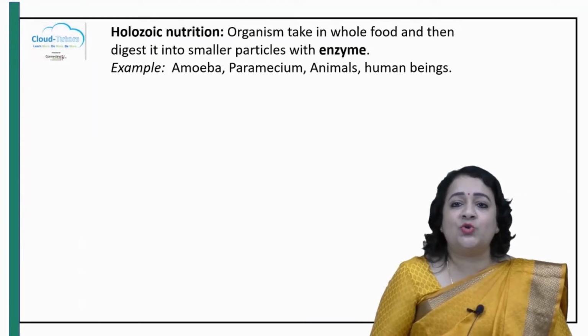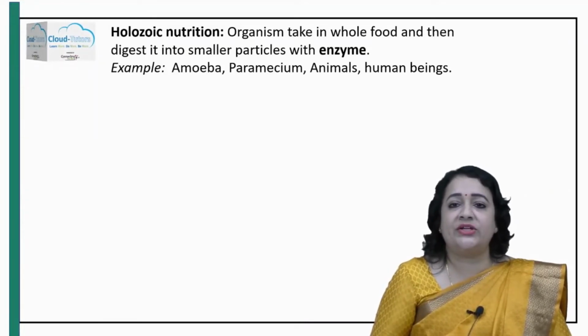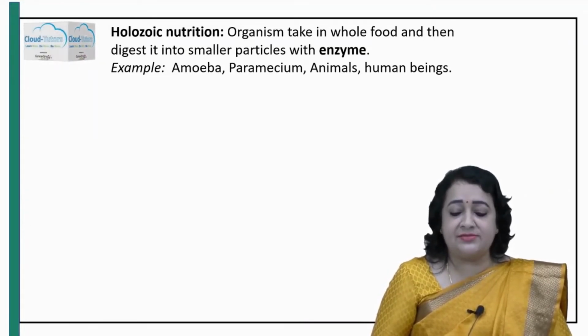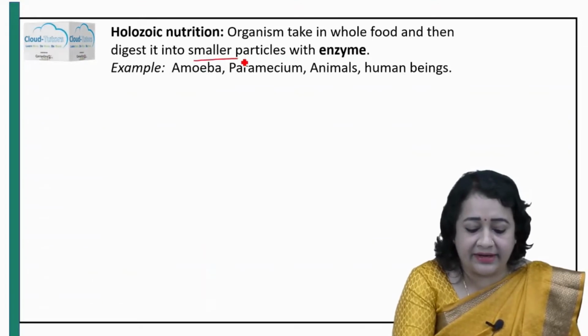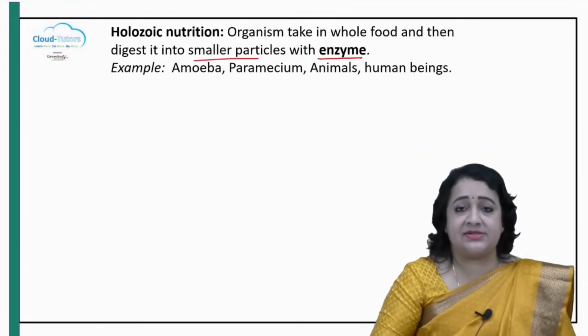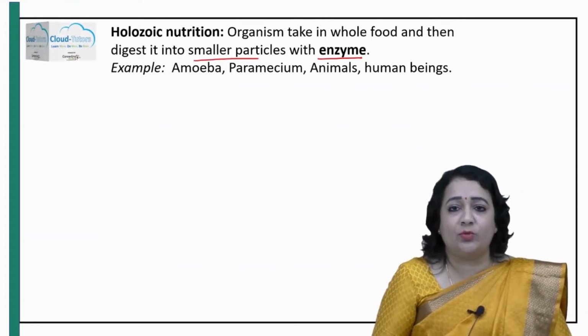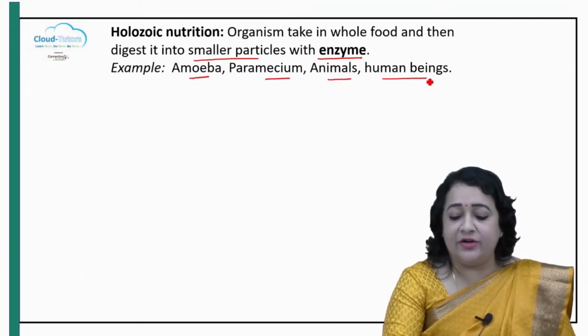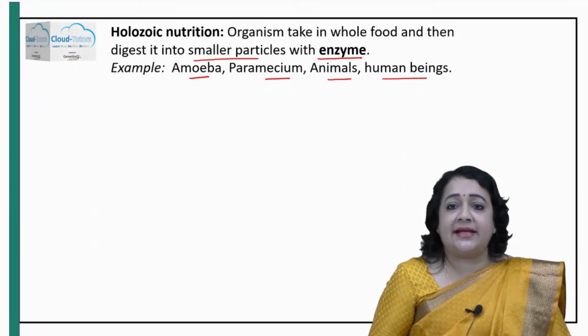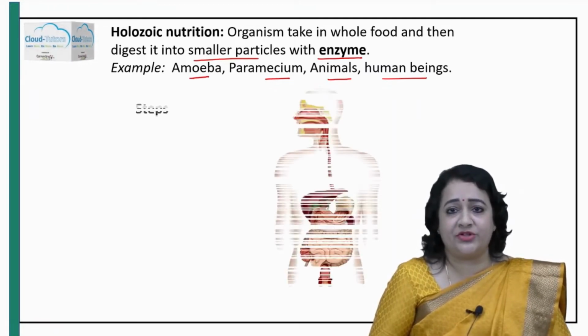Next comes Holozoic nutrition. When we say Holozoic nutrition, here organisms take the whole food and then digest the complex particle into small particles with the help of enzymes. Examples for Holozoic mode of nutrition: amoeba, paramecium, animals and human beings. So these are examples for Holozoic mode of nutrition.